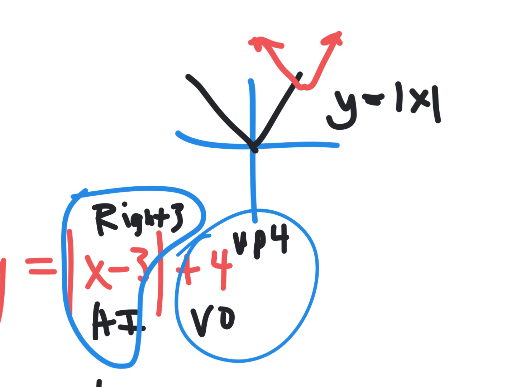Yes? If it's +3, then it would be to the left. Then it would go to the left. You are correct. If this had been a plus, it would change which direction it moved. And if this had been a minus, then it wouldn't have moved up 4, it would have moved down 4. All right, here's another one.